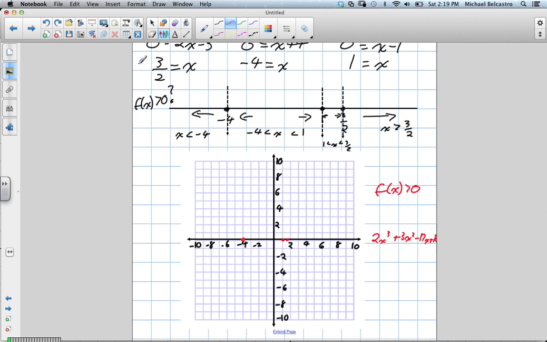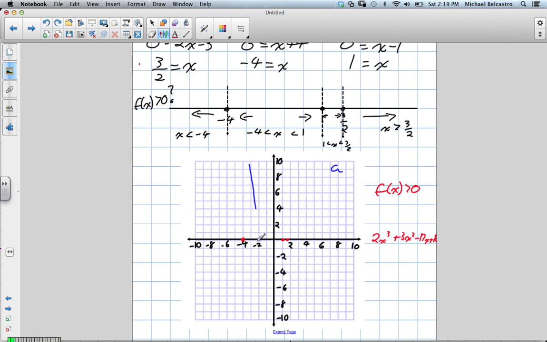Now, we can actually infer where it's probably going. Do you remember working with cubic functions at all? A cubic function usually goes like this. Do you remember this at all? Now, is the a value on our cubic function positive or negative when it does that? Being the coefficient in front of the x cubed.